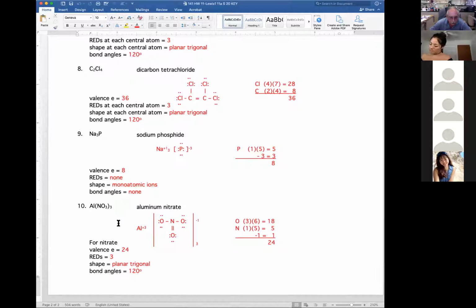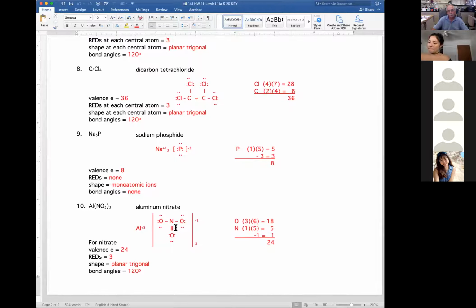So looking at the formula over here, between the aluminum and each nitrate is an ionic bond. So here we're representing the ionic bond this way with those brackets. But between the nitrogen, which is a nonmetal, and the oxygen, which is a nonmetal, that would be a covalent bond. So this is how we designate covalent bonds. Same thing, right? Same exact way. So now I'm looking at the nitrogen. I got 3 reasons of electron density.